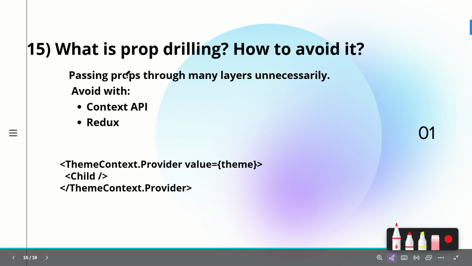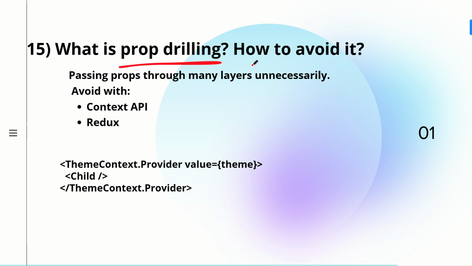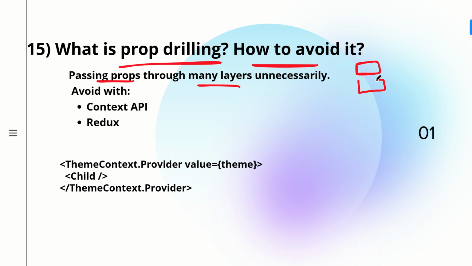Now we will see our 15th question. What is prop drilling and how to avoid it? So what is prop drilling? Passing the props through many layers unnecessarily. So let us see an example: we have one component here, then we have one more, maybe we have 5 levels of components, one by one child component. So first there is parent, then there is child, then that child is having one more, and then that child is having one more component. So this is how our hierarchy is flowing.